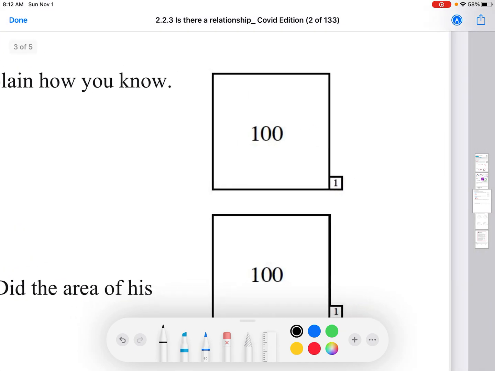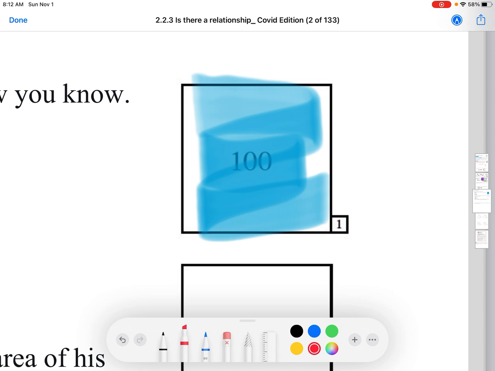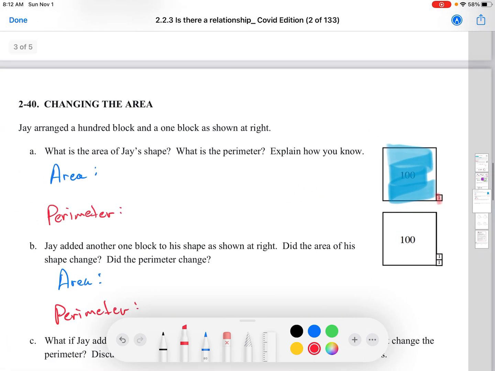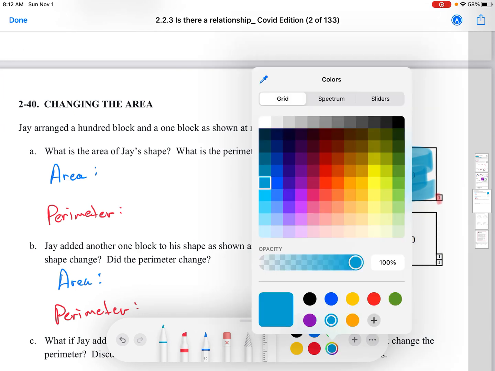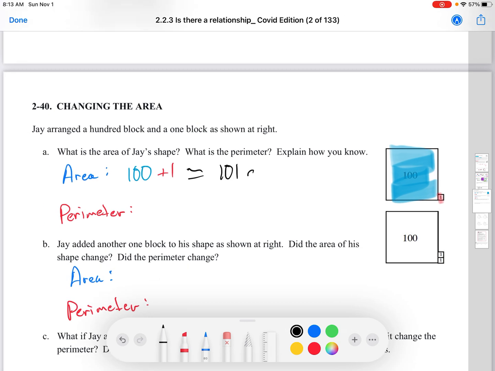What's the perimeter? So if we're going to look at his shape, the block is a 100, right, and a what? A 1. So let me go ahead and write those. That is the 100, plus 1 to give me a total area of 101 square centimeters, right? All right, now that second picture is for part B, by the way.